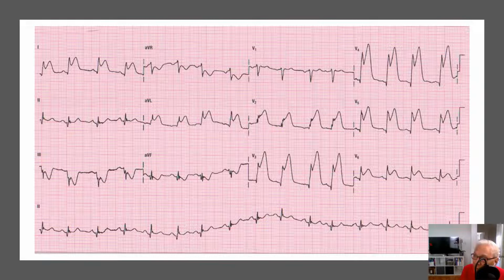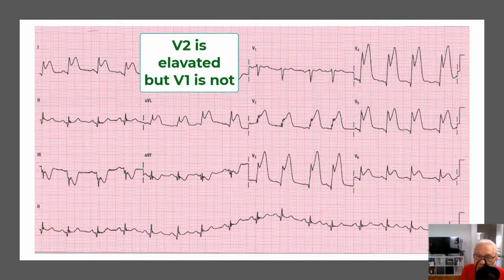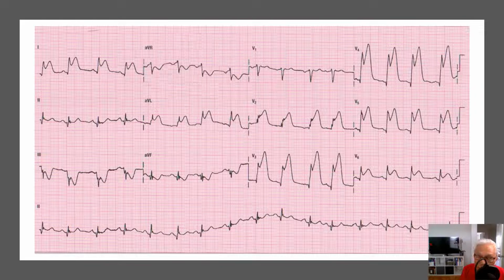Now, there are other ST elevations, however, right? V2 is elevated, but V2 cannot stand alone. In order to have a diagnosis of a septal wall MI, we have to have both V1 and V2 elevated. But it's only V2 that's elevated, so we can therefore discard that one.